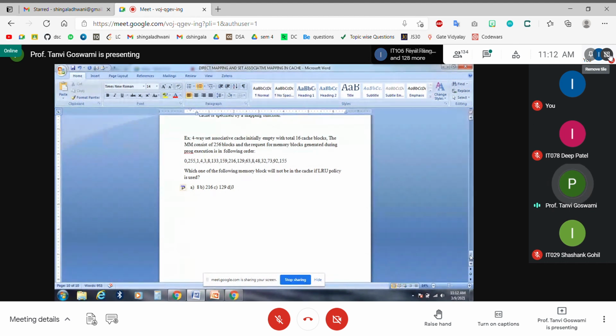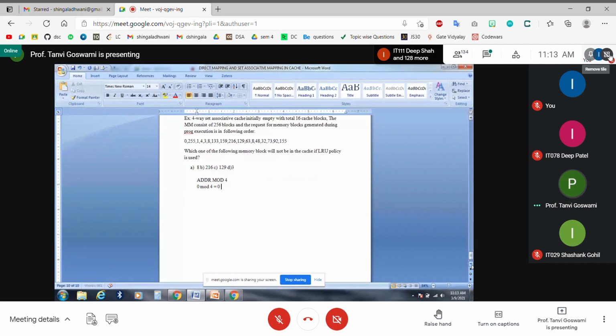So what do you need to apply? You need to apply the formula: address mod 4. Why 4? Because we are having 4 sets in the cache memory. Which is the address? 0 is the address generated, mod 4. What is the result? The result is 0. So where will block number 0 be placed? Block number 0 will be placed in set number 0. That you need to write down.